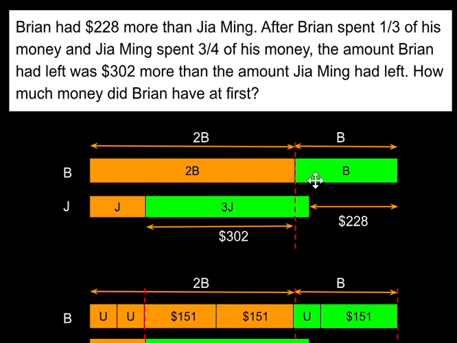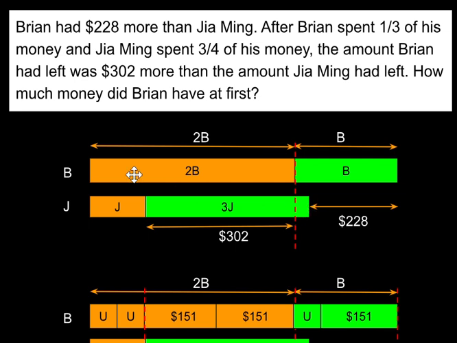Next, I'm going to use green to represent how much money they spent. Brian spent 1/3 of his money, so if this is how much he had left, he must have spent 1/3. So this is 1B, and this must be 2B. I just use B to represent Brian and J to represent Jia Ming. Jia Ming spent 3/4 of his money, so if he had J left, here must be 3J.